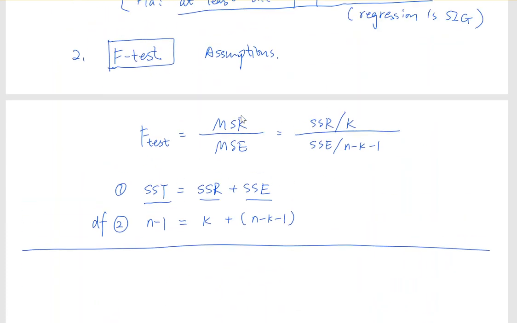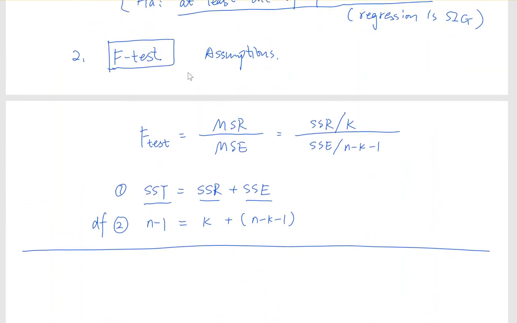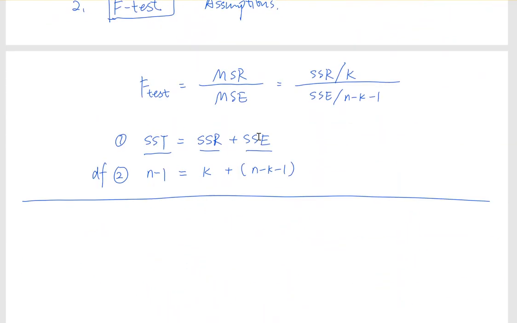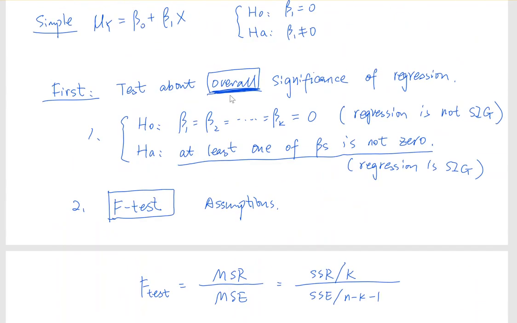And then we use the F-test for the overall significance of the multiple regression. We learned about SST, SSR, SSE. We know how to calculate the F-test statistic, right? And then from the output, based on the p-value, we can get the conclusion about the overall significance of the multiple regression.